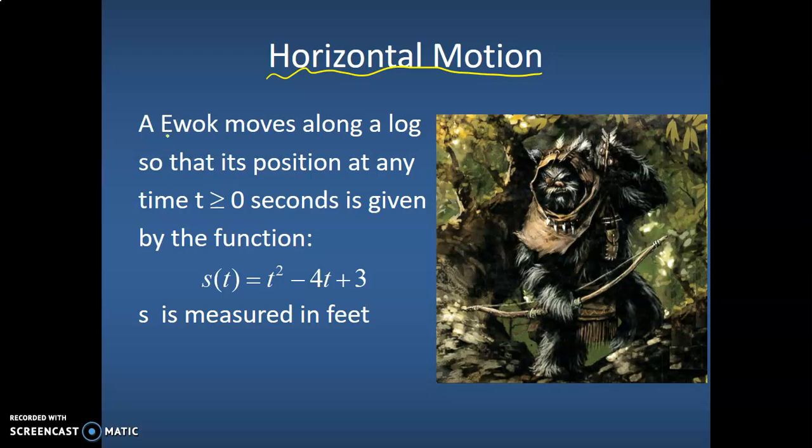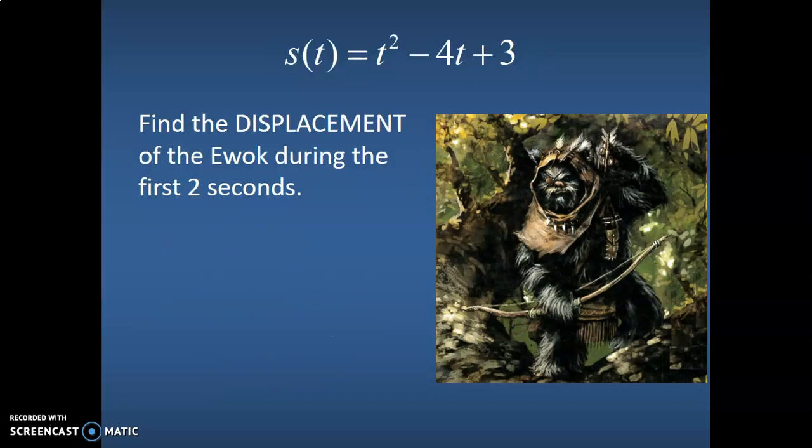So let's think about this Ewok that's moving along a log so that its position at any time t greater than 0 is modeled by this function. Again, S is measured in feet. Since it's measured in feet and it tells us that it's a position function, this original function is our position. If we want to find the velocity, that's going to be the first derivative. If we want to find the acceleration, it's going to be the second derivative. So let's look at the types of questions you can answer with this information.